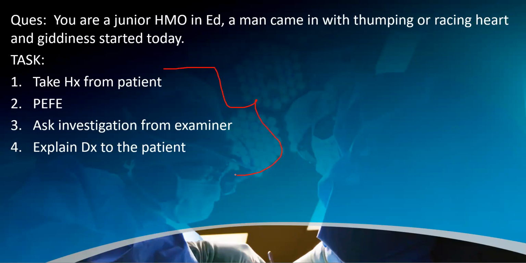Most of the time, it will not be your task. Usually, in this case, you need to ask history from the patient. You need to ask investigation from examiner. When you ask investigation, especially ECG, the examiner gives you the ECG, and you need to explain the ECG to the examiner and explain diagnosis to the patient. So that's mainly the case that comes in the exam.